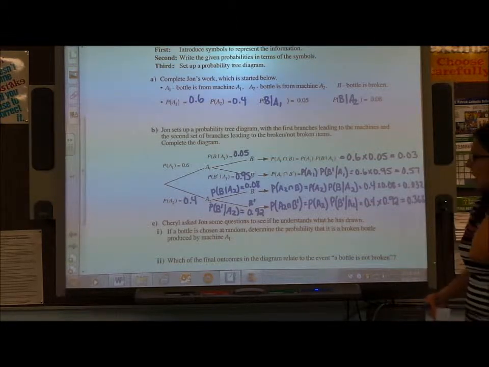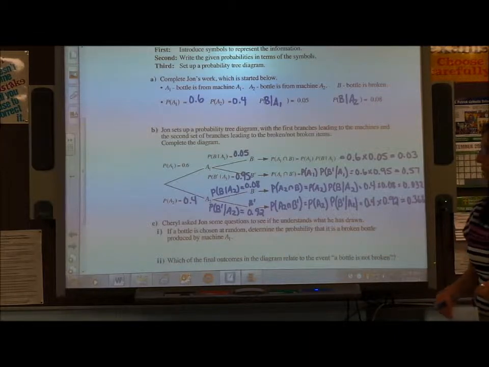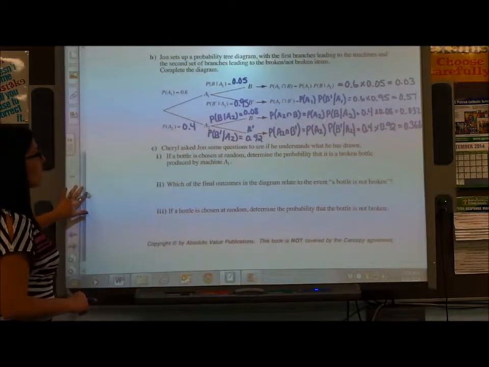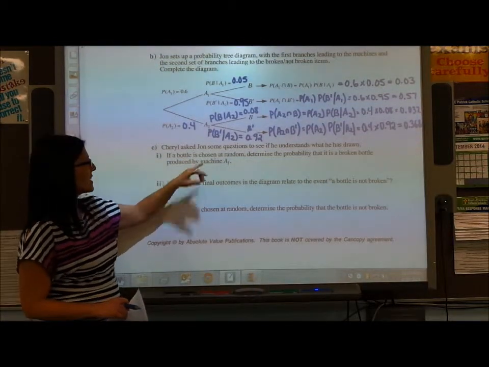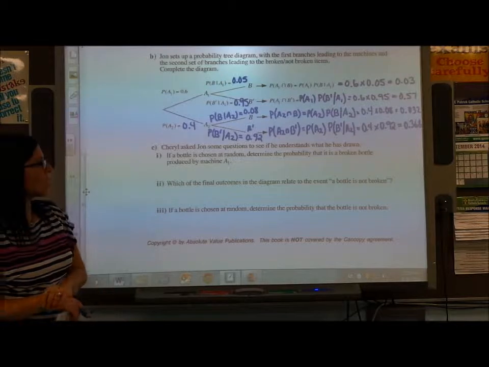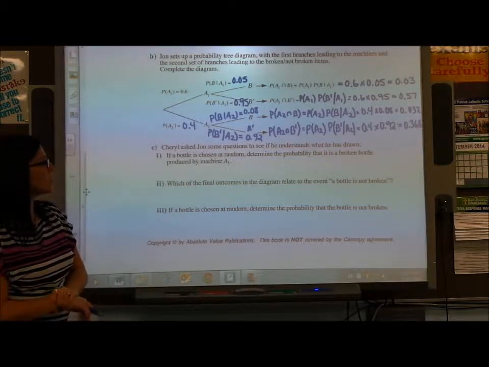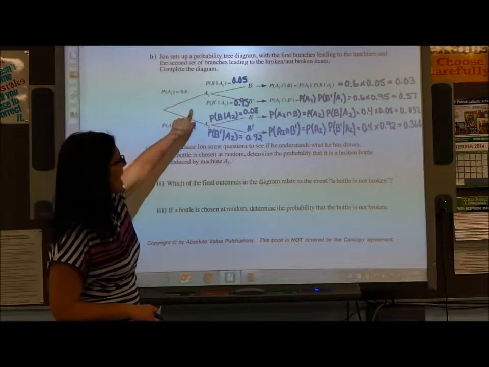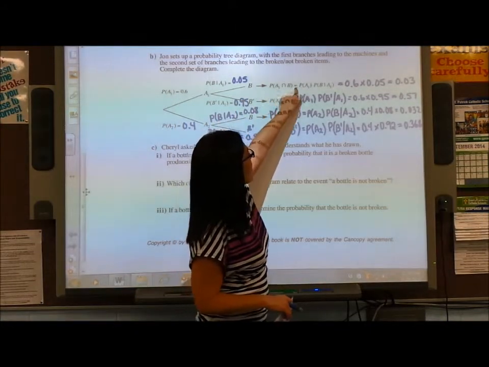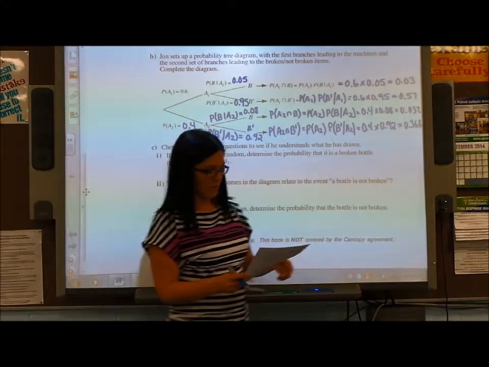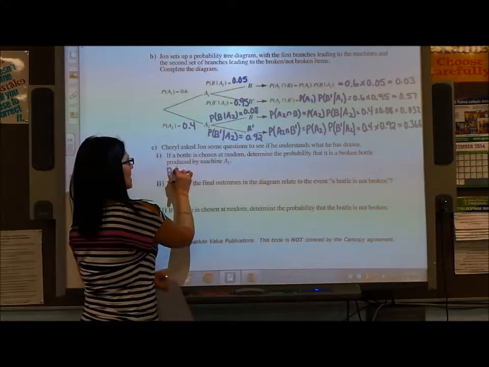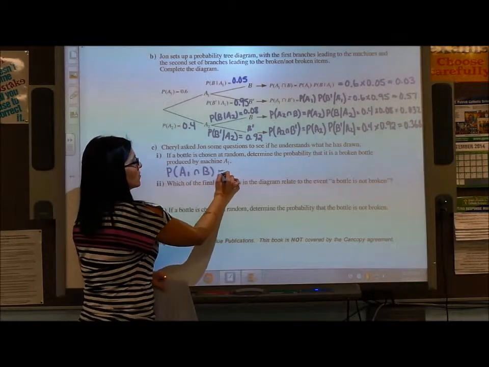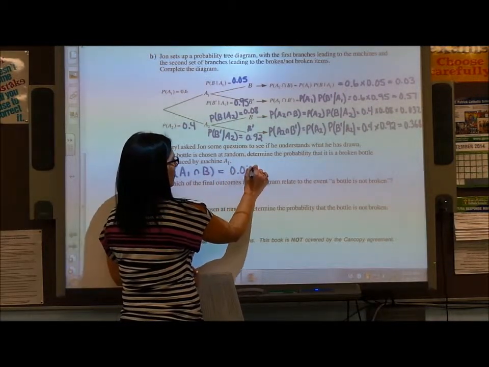So Cheryl asked John some questions to see if he understands what he drew out. So if a bottle is chosen at random, determine the probability that it is a broken bottle produced by machine A1. So it's produced by machine A1 and it is a broken bottle. That's this probability. So that's the probability that it's from machine A1 and it's broken, which would be 0.03.